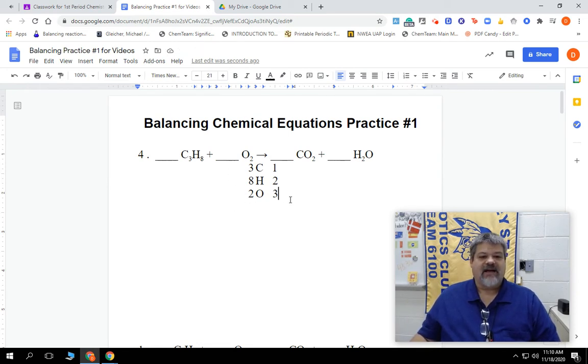We're going to save oxygen to the end. And here's the bonus part: since I only have 2 oxygens on this side, that's always going to be even. All I have to do is make this side even on the oxygen, and I can put whatever I need in there. One other hint, always try to save the element that is all by itself for the end. So in this case, oxygen, we're going to save to the end, which works out pretty good.